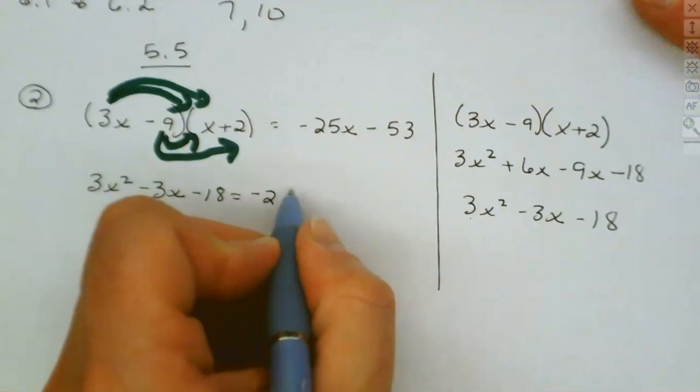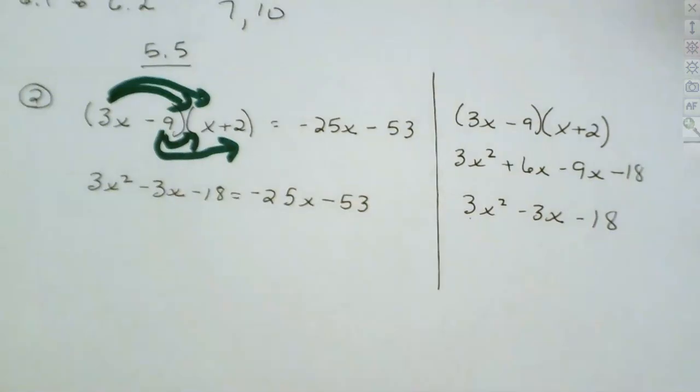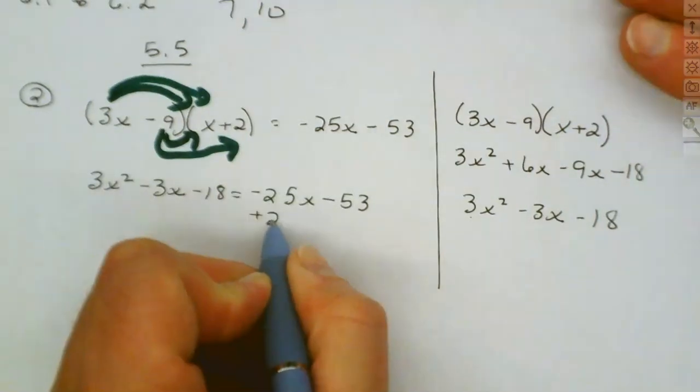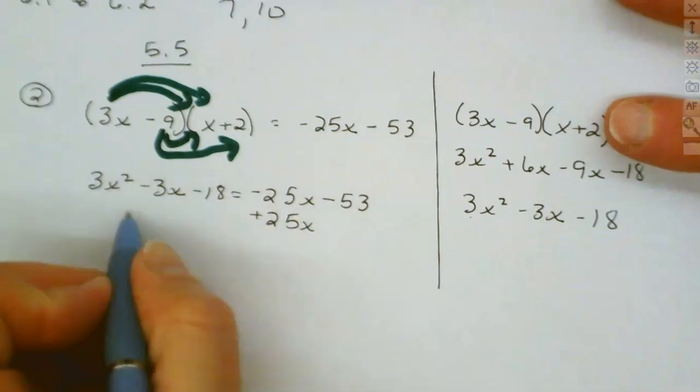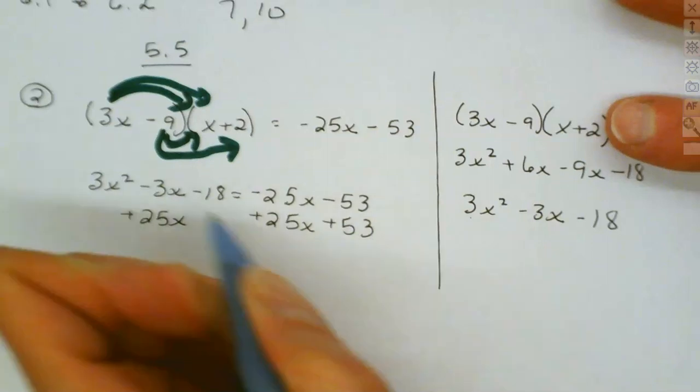On the right-hand side, we have a minus 25x and a minus 53. So what do we need to do next? Well, zero factor is the property that we're going to be using. So we're going to go ahead and set this to 0, just like it says, zero factor, set to 0, and then factor. So I'm going to add that 25x over. And then I'm also going to add on that 53.